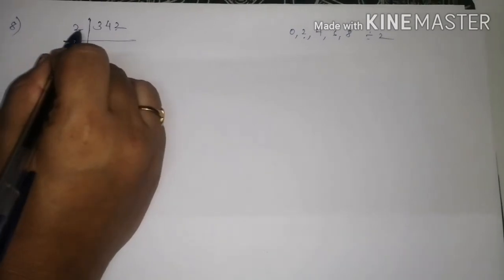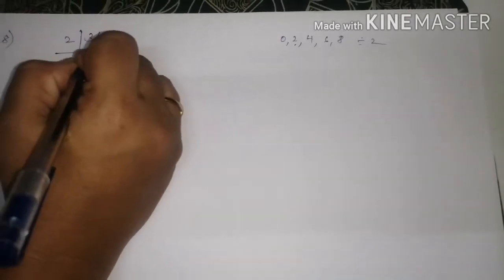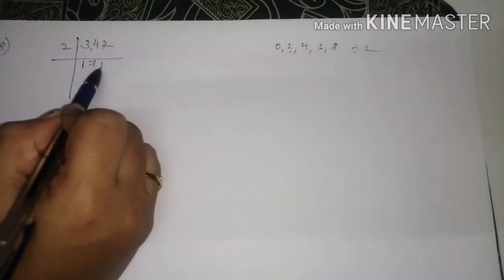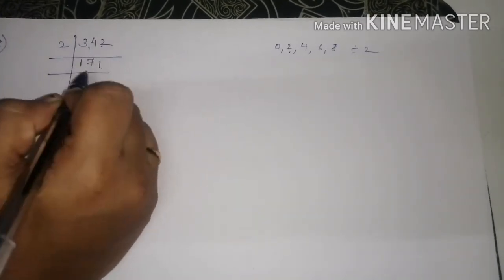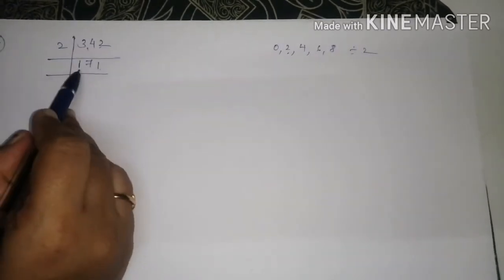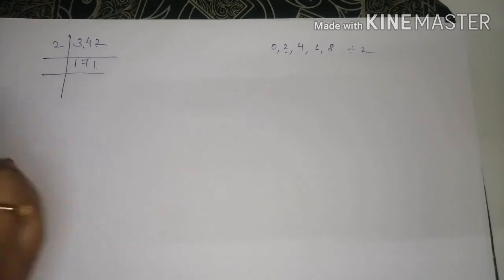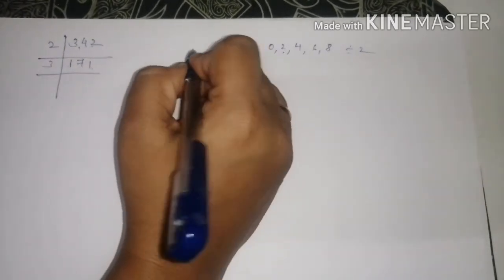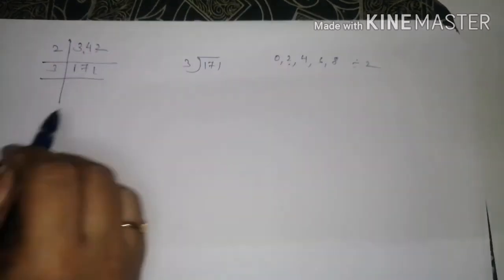If you divide 342 by 2, you will get 2 ones are 2, 2 1 remaining, 2 sevens are 14, 2 ones are 2. So you got 171. Now the units place is 1, it will not get divided by 2. So for 3 you have to add the digits. 7 plus 1 is 8, 8 plus 1 is 9. So it will get divided by 3. So divide 171 by 3.